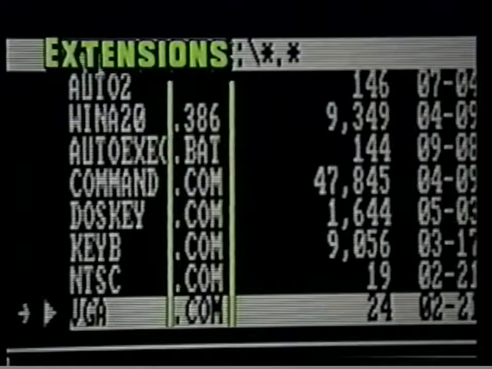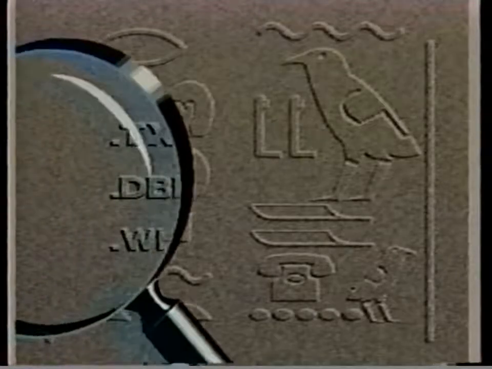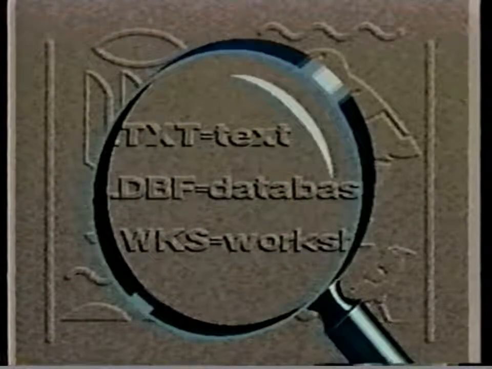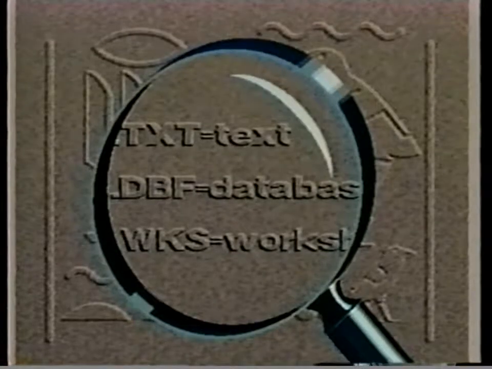The file name and extension are separated by a period, usually called a dot. File extensions usually reveal information about the file and help identify the type of file in a program. For example, a .wks file extension denotes a spreadsheet file, .dbf for database or .txt for text file.